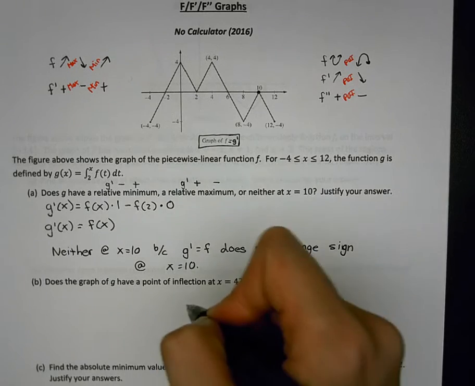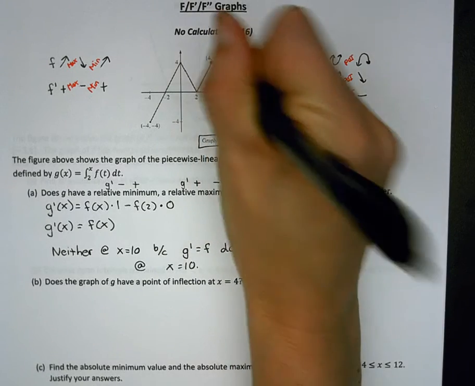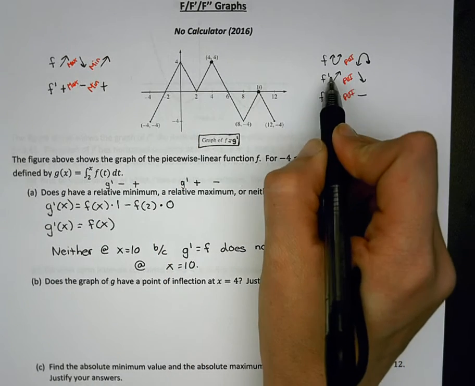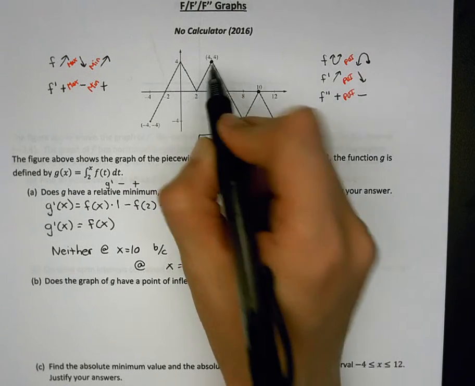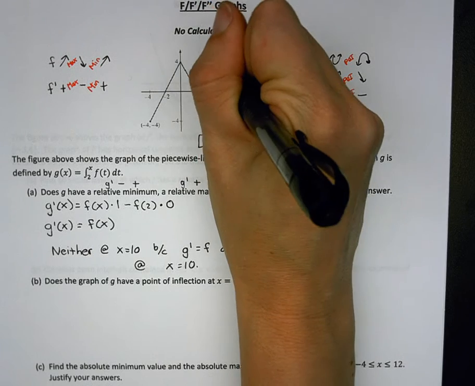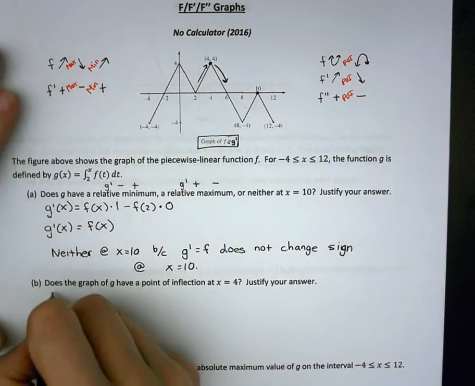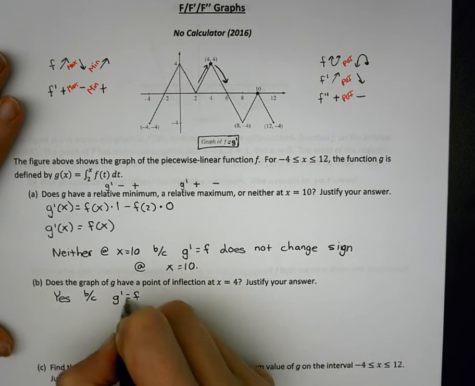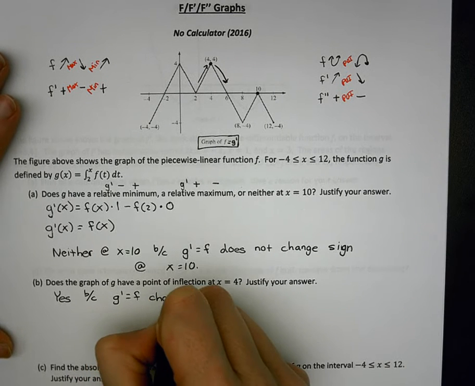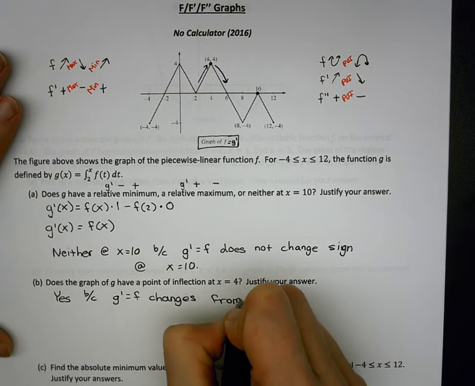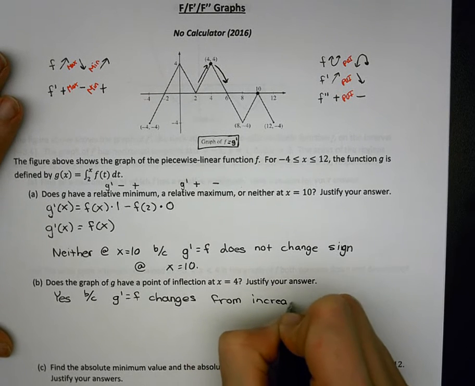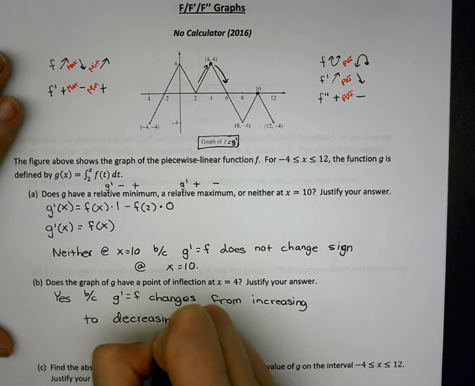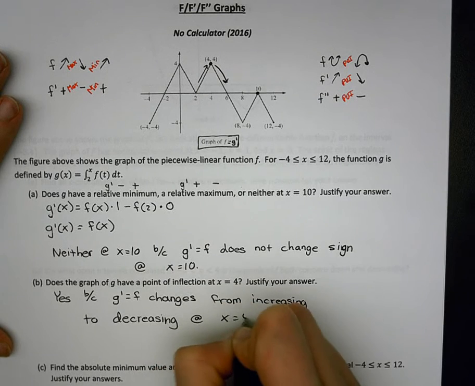So on this g prime graph at x equals 4, which is right here, do I see my first derivative graph, this g prime graph here, change from increasing to decreasing or decreasing to increasing? And yes, right, this g prime graph is increasing and then decreasing. So my answer is yes, because my g prime graph, which is this f graph, changes from increasing to decreasing at x equals 4.